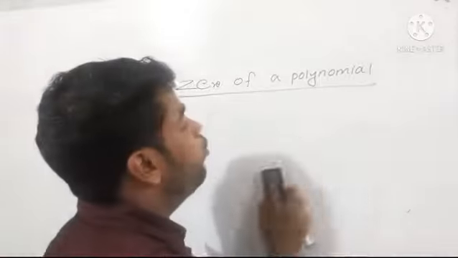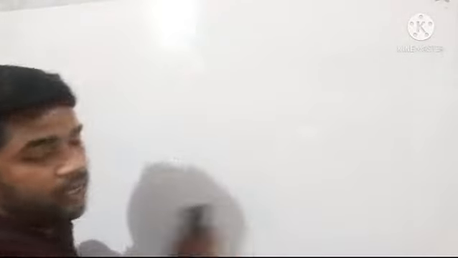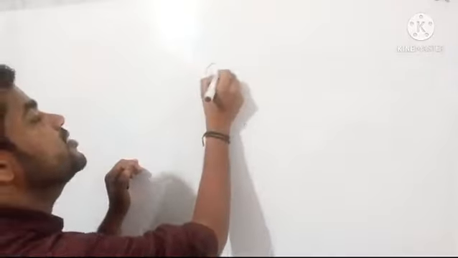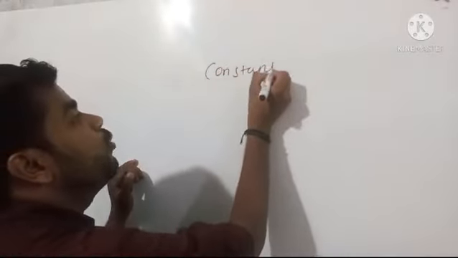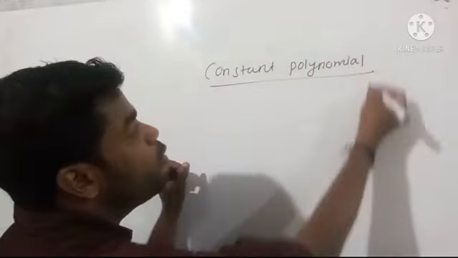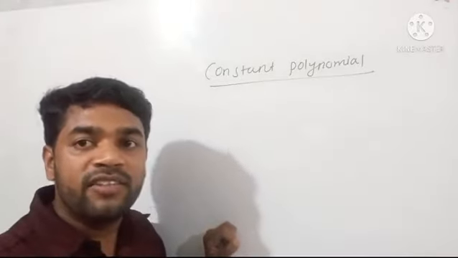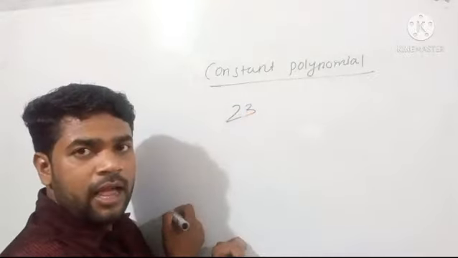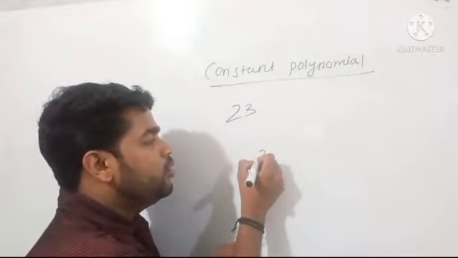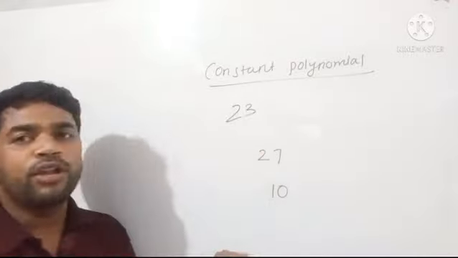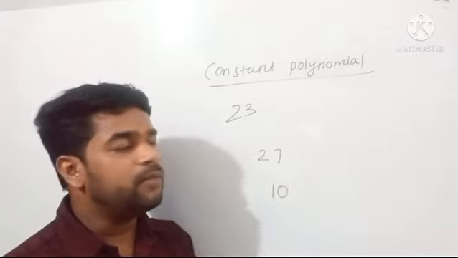The next one: what is the difference between zero polynomial and constant polynomial? First I am explaining constant polynomial. What do you mean by constant polynomial? Non-zero constants are called constant polynomial. Non-zero constants, that means only numbers. 23, I am taking one example, 27, then 10. These are called constant polynomial. Only numbers.